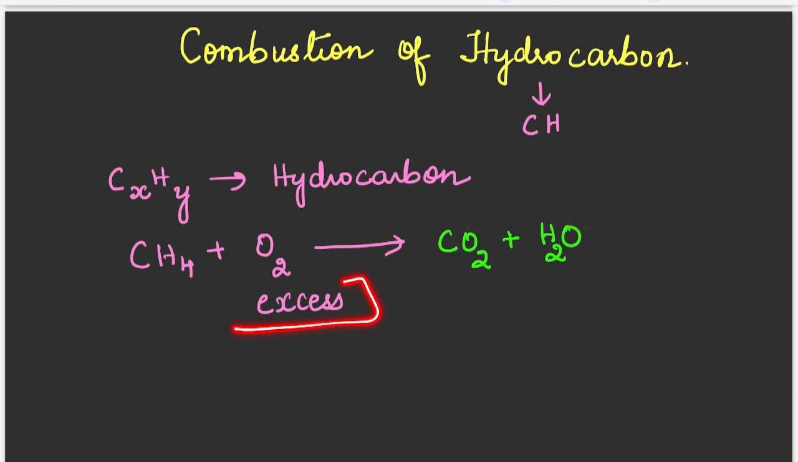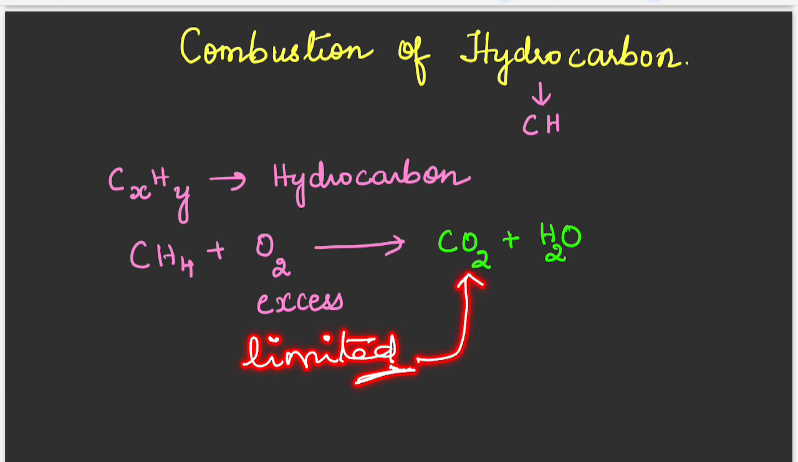Suppose in place of excess, if you write limited supply, so limited supply of oxygen or limited supply of air, then the product you will get is, instead of carbon dioxide, carbon monoxide. So that is why this word excess is very important. In the presence of excess of air, you will be getting carbon dioxide as the product.